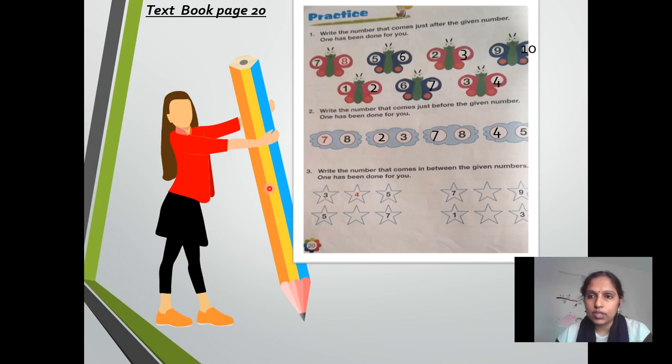Done? Second, everybody is done with the second question? Okay. Now moving on to third. Read with me. Write the number that comes in between the given numbers. 1 has been done for you. So the first one is already completed. We will move on to the second one. Right side. 7 blank 9.